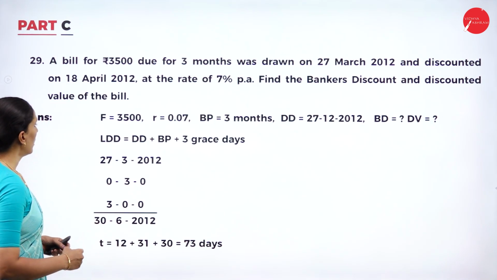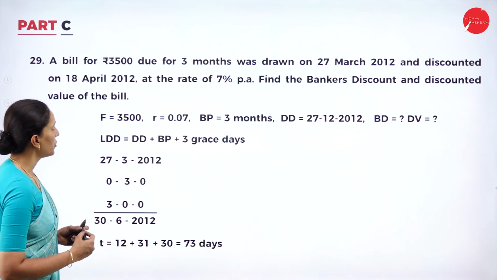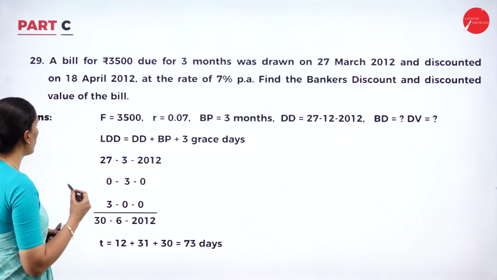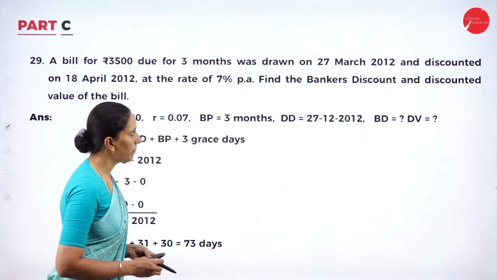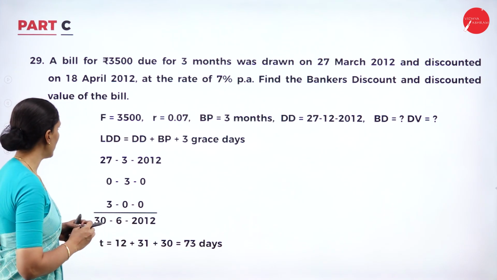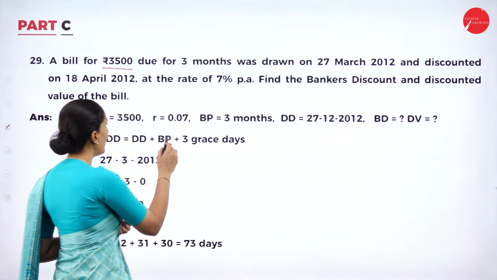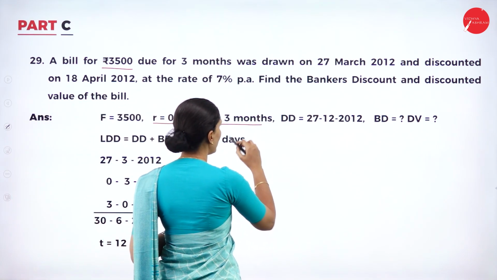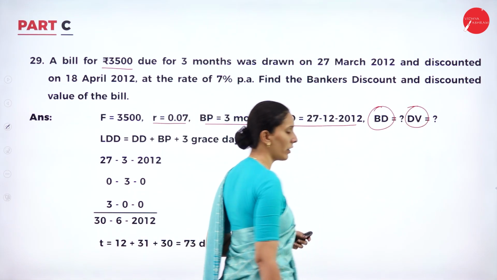Next, a question from bill discount. A bill for rupees 3,500 due for 3 months was drawn on 27 March 2012 and discounted on 18th April 2012 at the rate of 7% per annum. Find the banker's discount and discounted value of the bill. First, let us write the data given here. So, they have given face value of the bill, that is F 3,500 and rate of interest is given, that is 0.07. Bill period is 3 months. Date of drawing is given. So, we need to find out banker's discount as well as the discounted value of the bill.